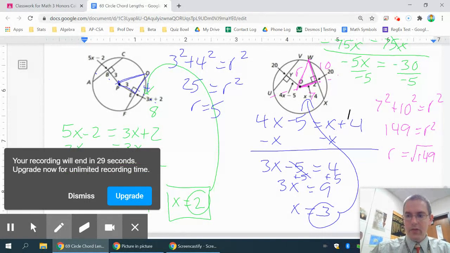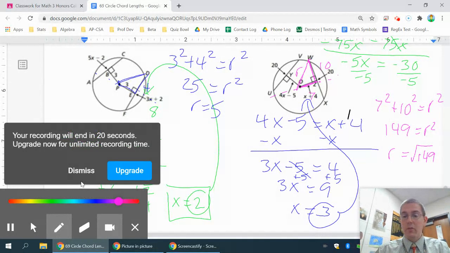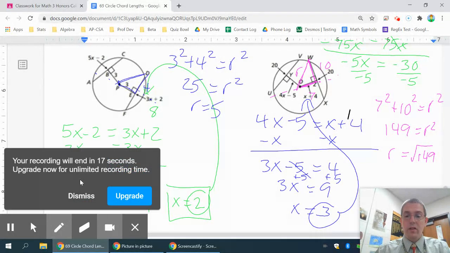And I don't think that's going to simplify too well, so you're just going to have to stop at the square root of 149, or you could put it in your calculator and get 12 point something if you needed a decimal approximation. But that's how you can use these problems and go a step further by plugging them in and getting the radius.